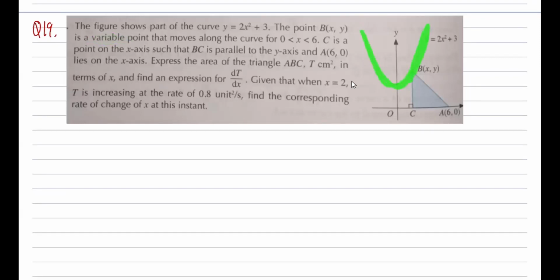Move left and right, up and down. It moves along the curve for 0 less than x less than 6. Means, can you have a B over here on the left side of the axis? No, cannot. Oh, okay, it's more than 0, less than 6. My bad. More than 0.